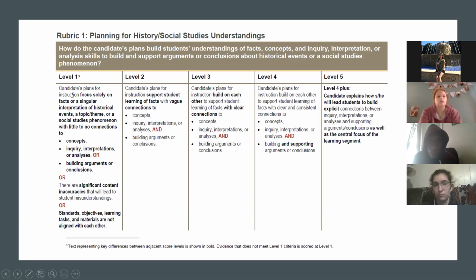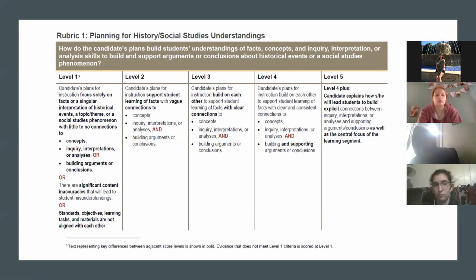Well, a bad edTPA is one that focuses solely on facts or a singular interpretation of historical events. All right, so what do I not want to do? I don't want to just do regurgitation of facts. If it's just a memorization, and this doesn't mean there isn't some memorization within your unit.